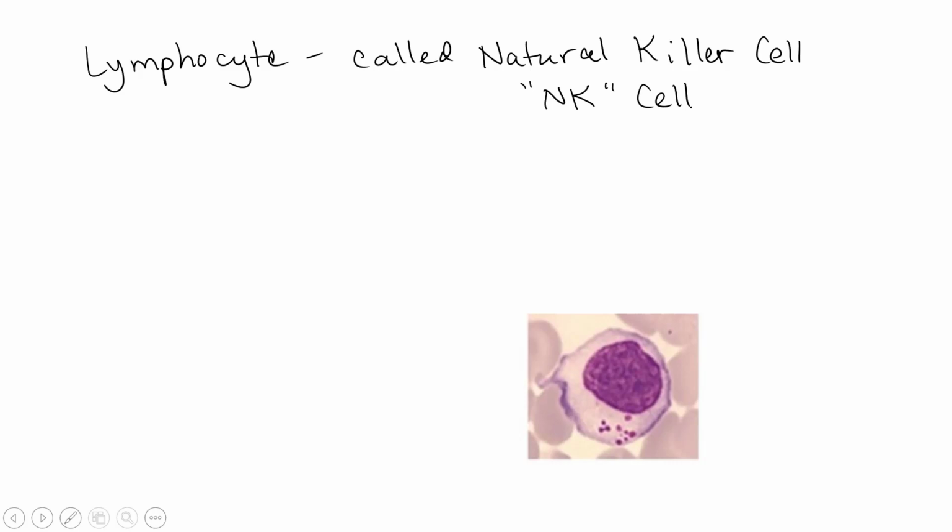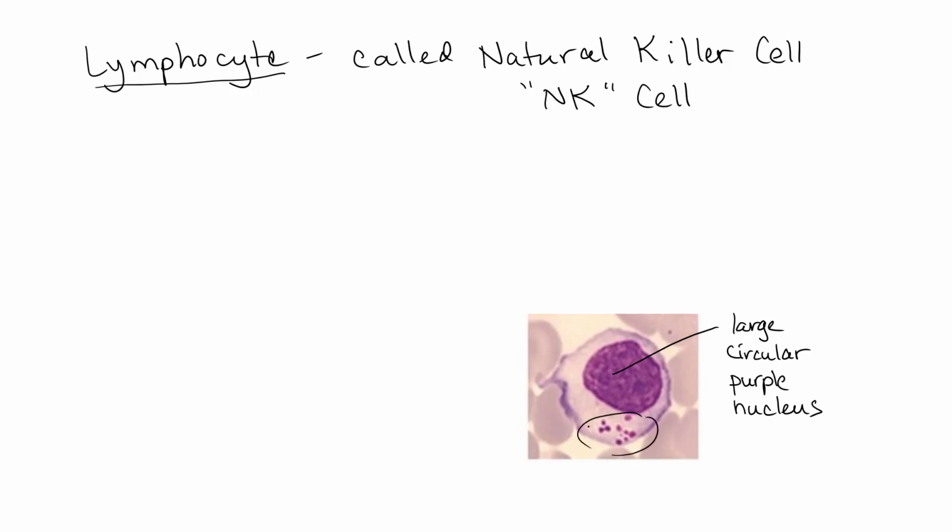So natural killer cells, they also have some granules in the cytoplasm. So once again, a really large circular purple nucleus is visible in the histology of this particular cell. But then you also see a collection of granules in the cytoplasm.